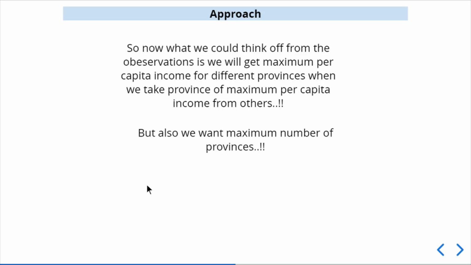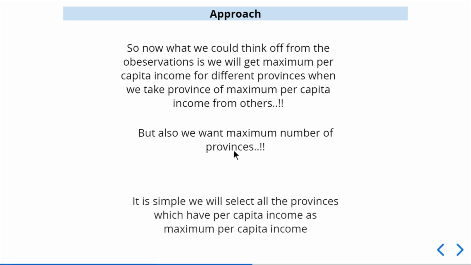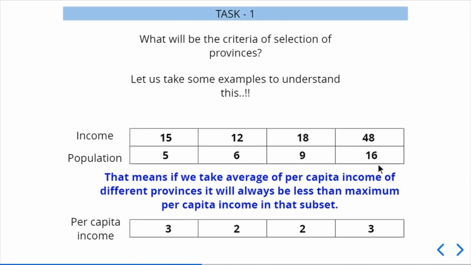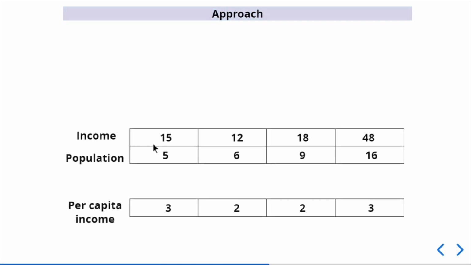But the chef also wants the maximum number of provinces in his kingdom. So it is simple. What we can do is select all the provinces which have the maximum per capita income. Like in the previous example, we see that these two have the maximum per capita income, so we can combine these two states and form a particular kingdom. Let us see how we can do that.